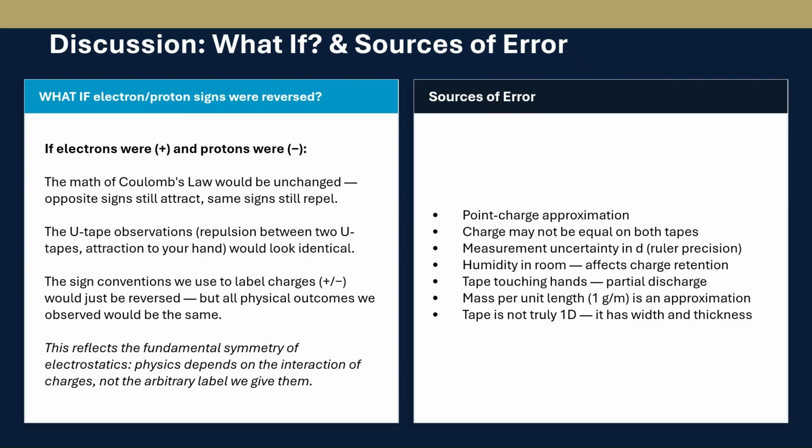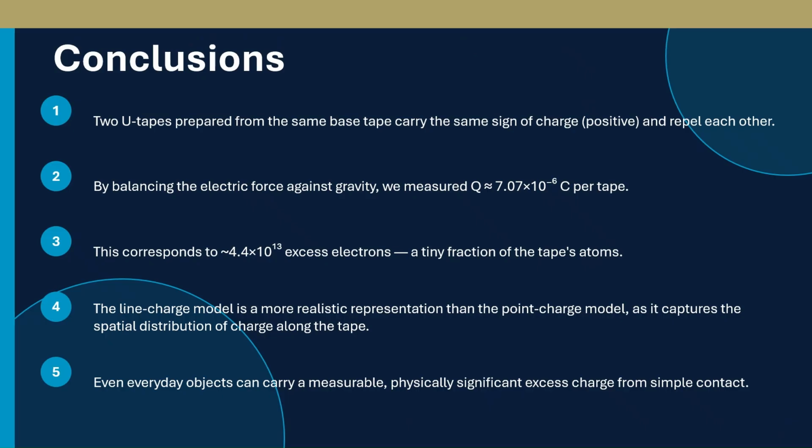And then some conclusions. To summarize, we determined that a charged piece of Scotch tape carries approximately 7.07 times 10 to the negative 6 coulombs of excess charge, corresponding to about 4.4 times 10 to the 13th excess electrons. This is a tiny fraction of the tape's atoms, but a physically meaningful and measurable amount. The line charge computational model is more accurate than the point charge model.